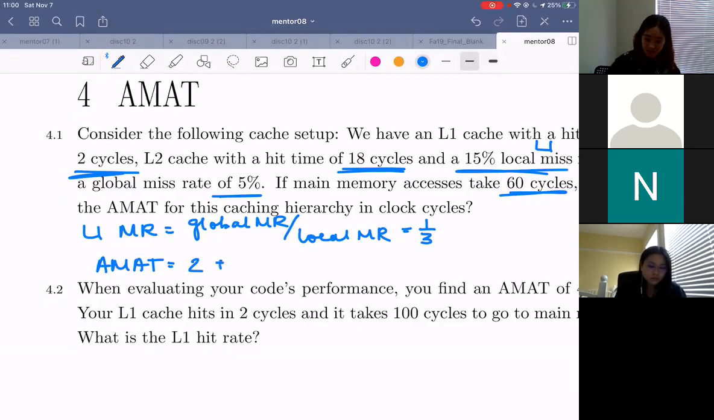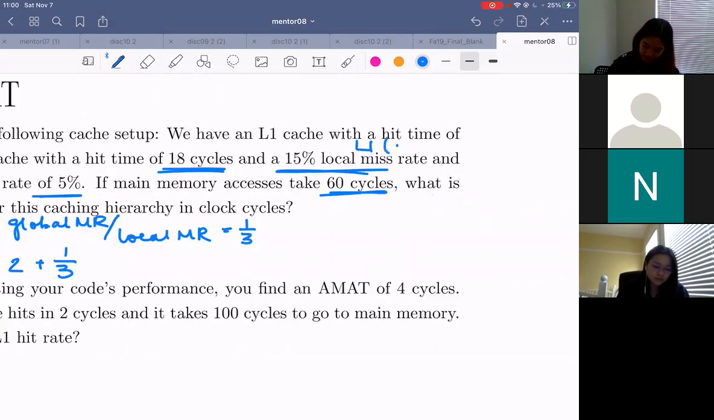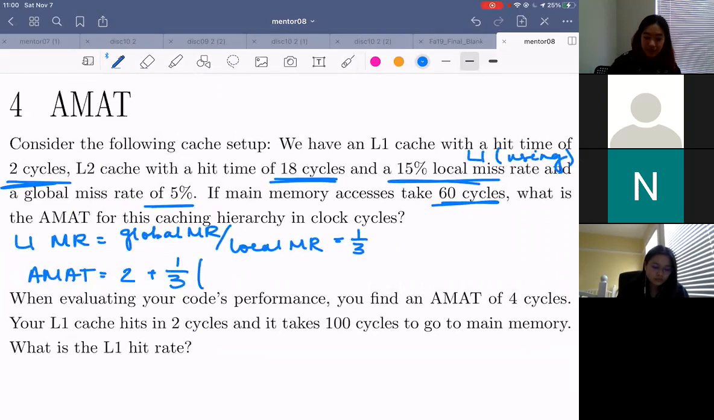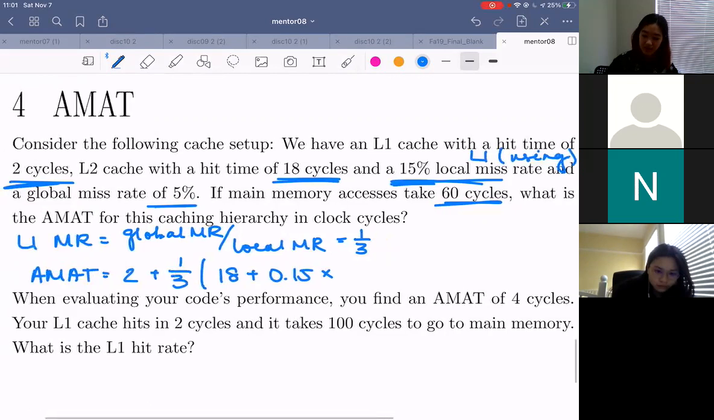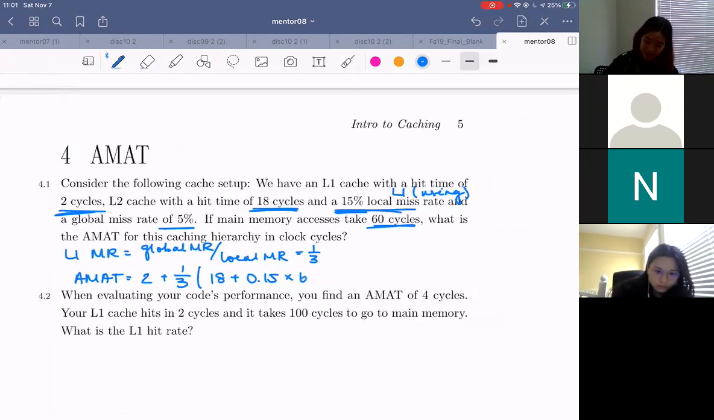And then we're going to have 1/3, which is the L1 miss rate. So I'll mark this. So 1/3, and then now we need to have the L2 hit time. So we're going to have 18 in here, and then we're going to add the local miss rate, because we don't want to have global, because we're only looking at the number of accesses that go into L2. So that's why we use the local miss rate for this. So that's going to be 0.15 times the penalty for missing in L2, which is going to main memory. So it's going to be 60 right here.